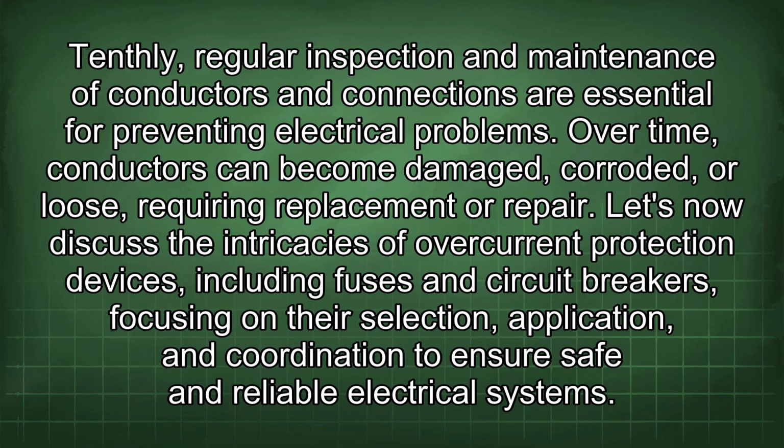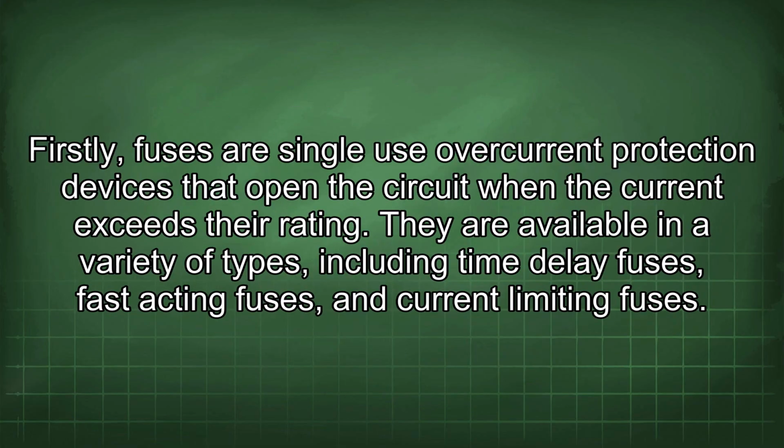Let's now discuss the intricacies of overcurrent protection devices, including fuses and circuit breakers, focusing on their selection, application, and coordination to ensure safe and reliable electrical systems. Firstly, fuses are single-use overcurrent protection devices that open the circuit when the current exceeds their rating. They are available in a variety of types, including time delay fuses, fast-acting fuses, and current-limiting fuses.